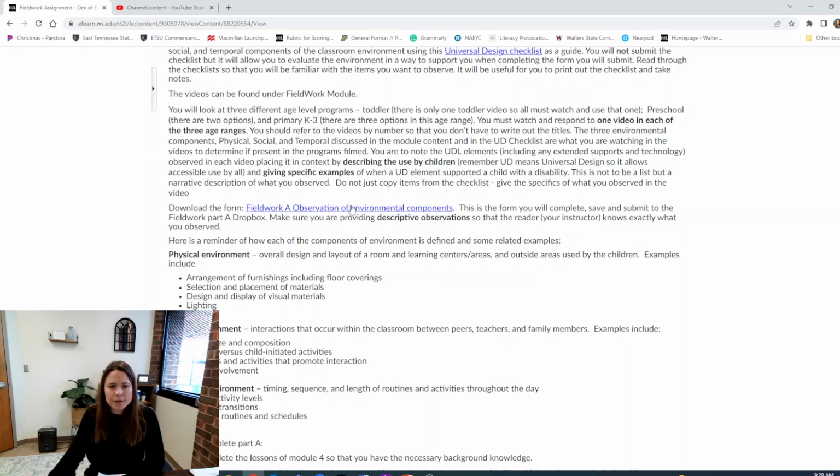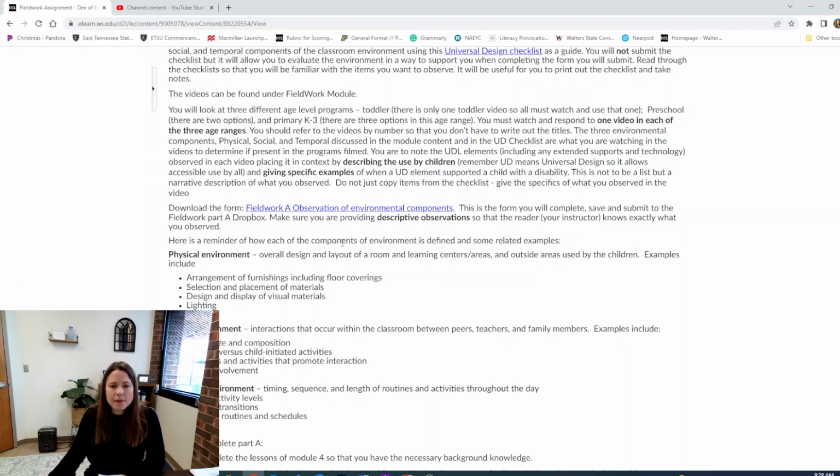So there's a form here that you will download, which is called Observation of Environmental Components. This is the form that you will download, complete, and save, and then you will submit it in the Fieldwork Part A Dropbox. Okay, so when you're doing this, just make sure that you're providing descriptive observations, so that I know exactly what you observed.